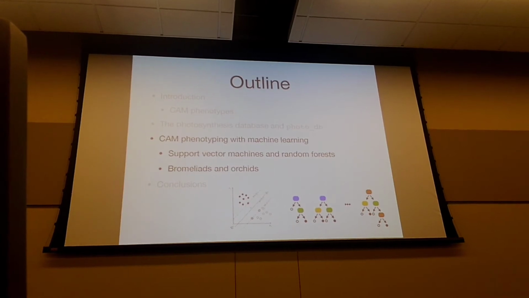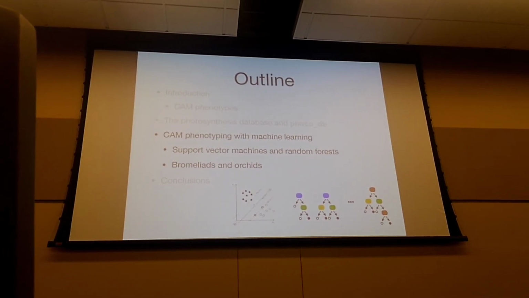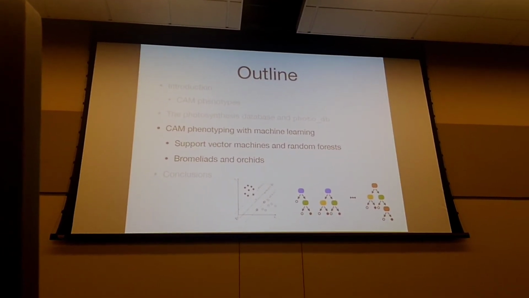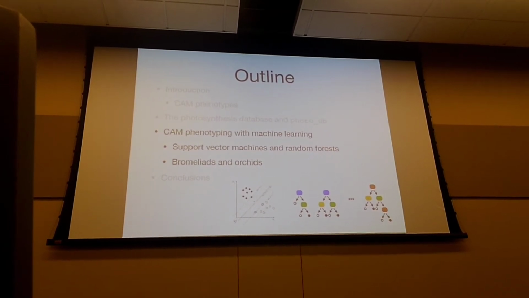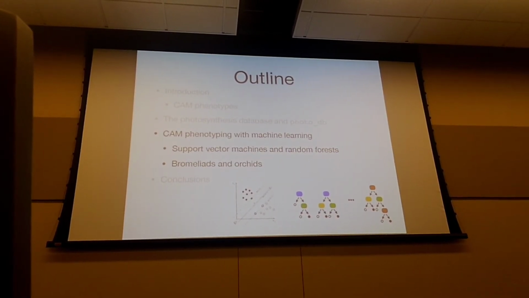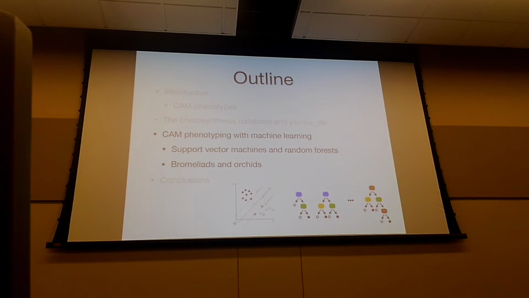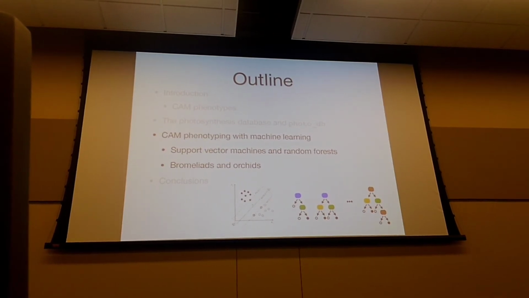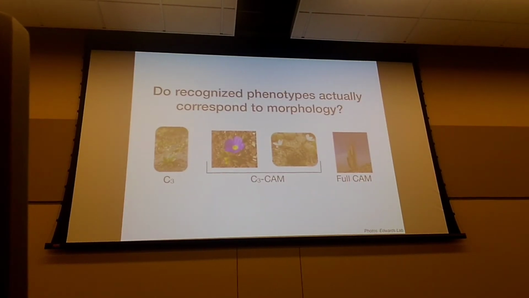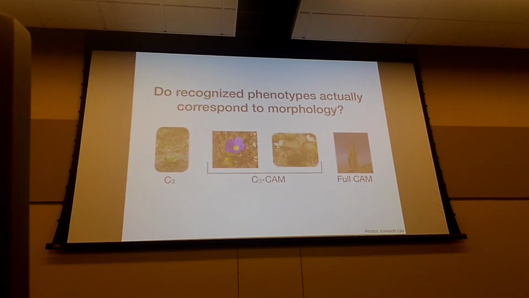So now with these data in hand and some tools for wrangling it and turning the data around, we can start doing some things like machine learning, where we often need hundreds or thousands of data points to say anything meaningful. And again, the question is, do these phenotypes actually correspond to the morphology that we're observing?